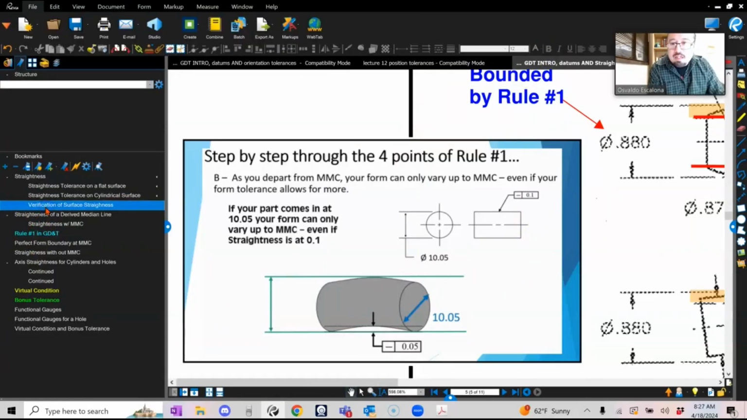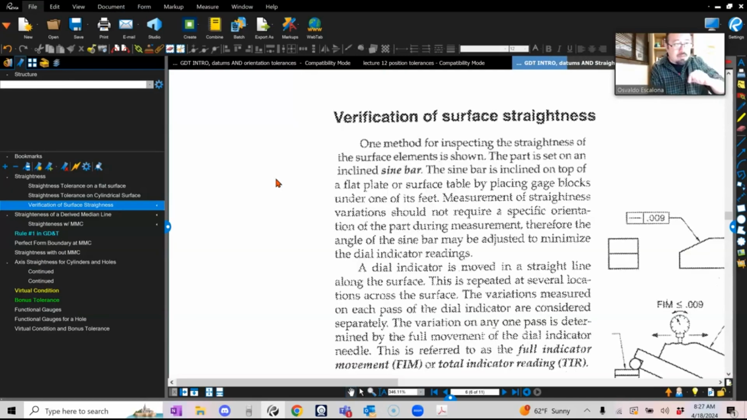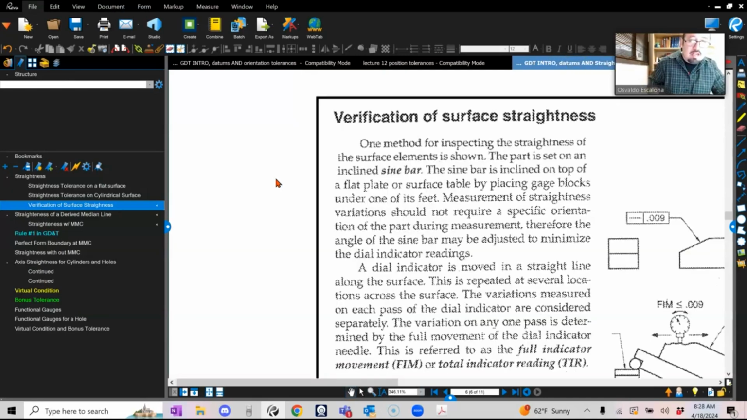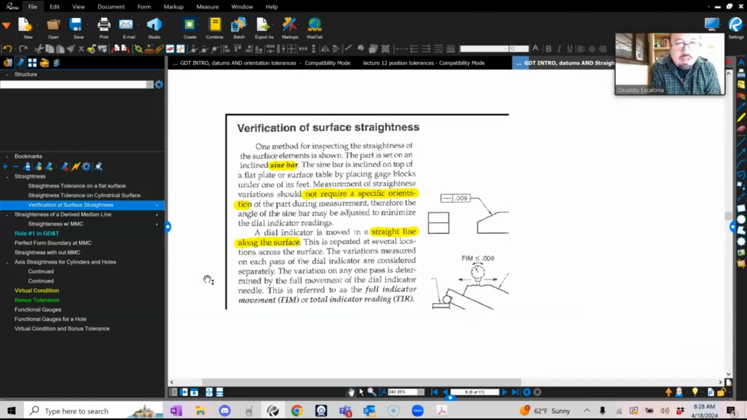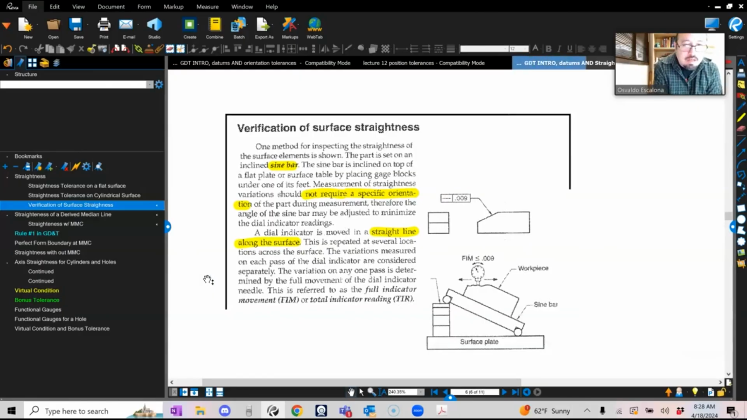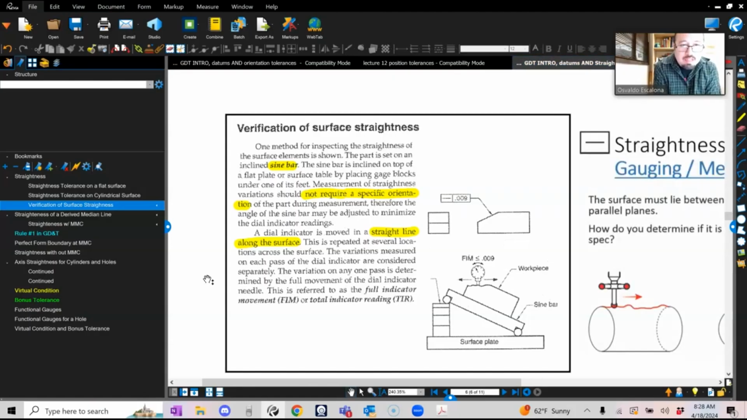Okay, this is the verification of surface straightness. As I previously told you, each of the paths is independent of each other. In this case, it seems to me that I have a straightness. Let's go with the computer. There we go. One method of inspecting the straightness of surface elements, as shown, the part is set on an inclined sine bar. The sine bar is inclined on top of the flat plate or surface table by placing gauge blocks under one of its feet. So gauge blocks are just pieces of metal that are calibrated to be really accurate.